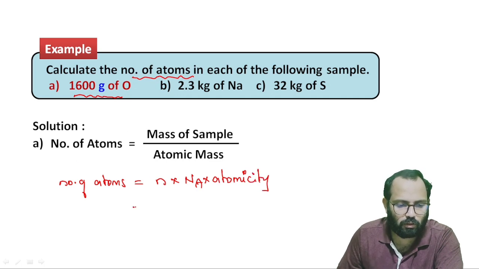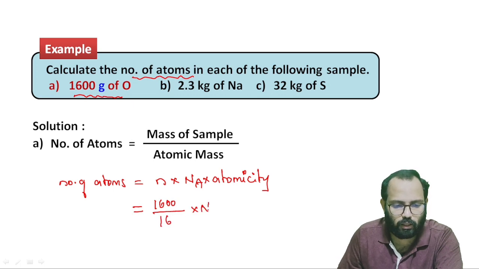What is n? They have given the mass, so n is given mass by atomic mass, so you can go with 1600 by atomic mass of oxygen, 16, into Na.